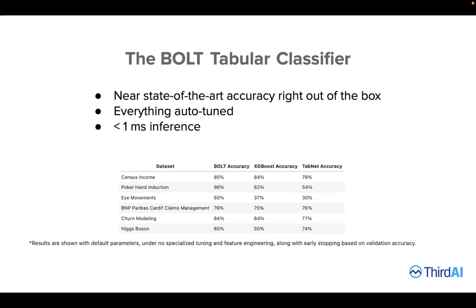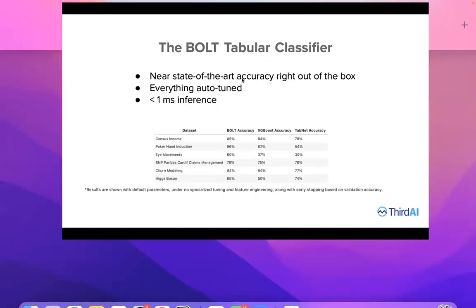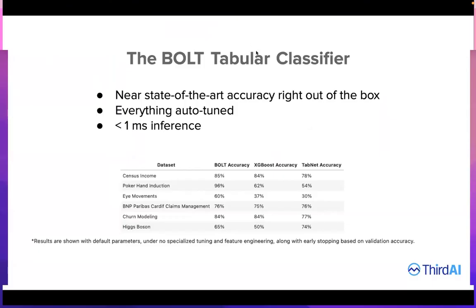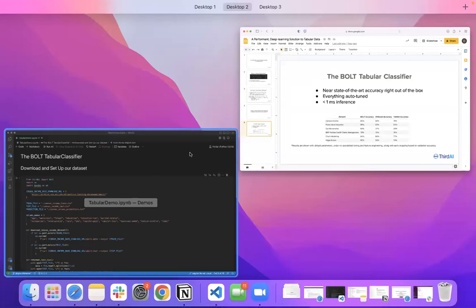So this is promising. Another thing that is incredibly important that we've mentioned here is this sub-millisecond inference. This is about 20x faster than XGBoost for single sample inference, which definitely makes an impact for downstream applications. Now that being said, let me go ahead and share a quick demo.